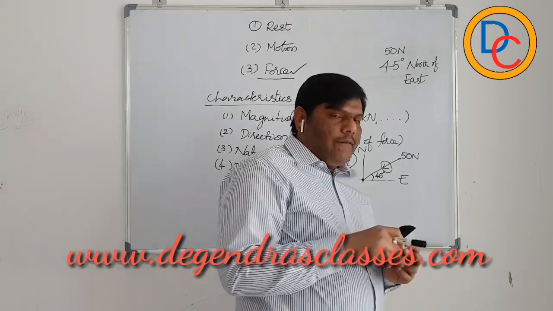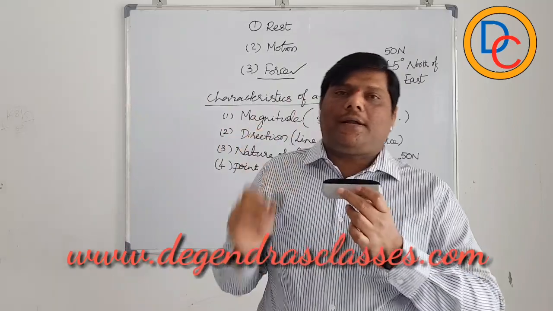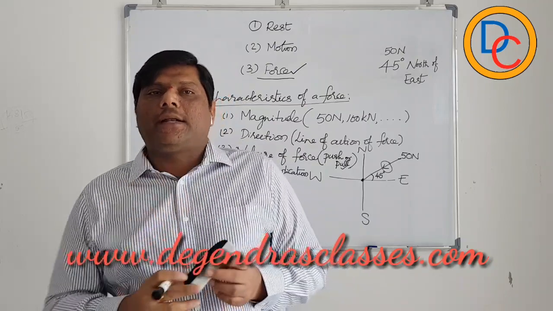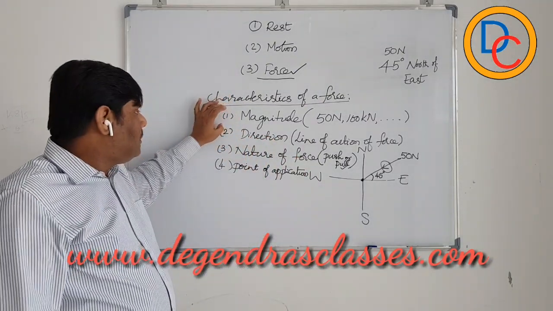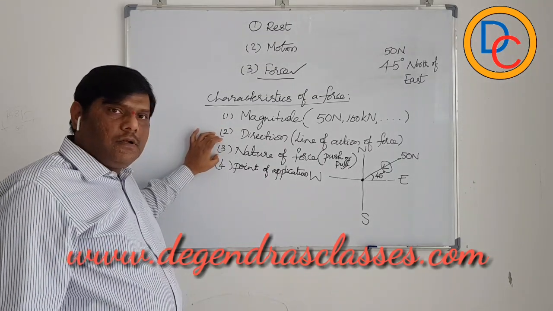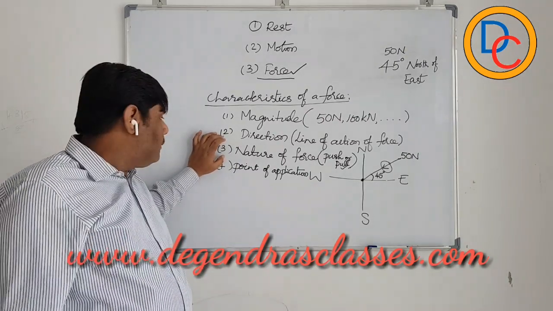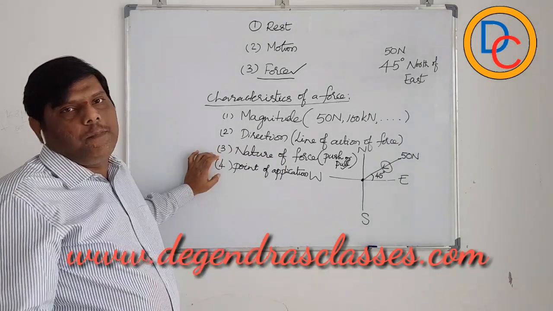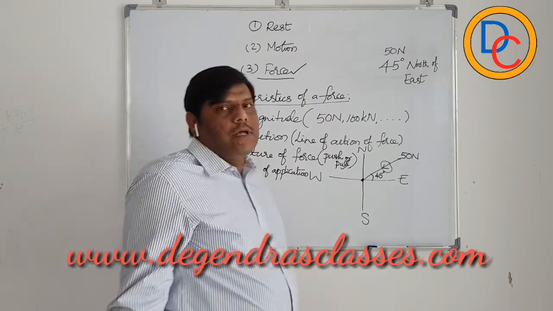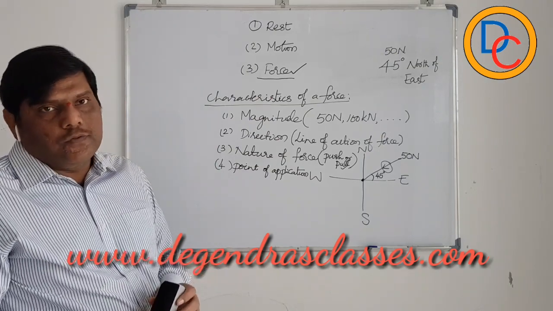That means whenever a force is acting on the body, we can represent that force with these four characteristics. One is magnitude, second is line of action of force, that means the direction. Third is whether it is push or pull, that means the nature of that particular force. And fourth is point of application, which is the point at or through which this force is acting on the body. So these are the characteristics of a force.